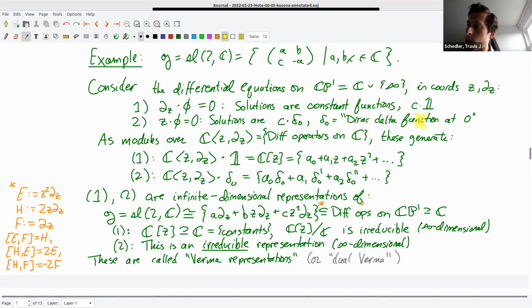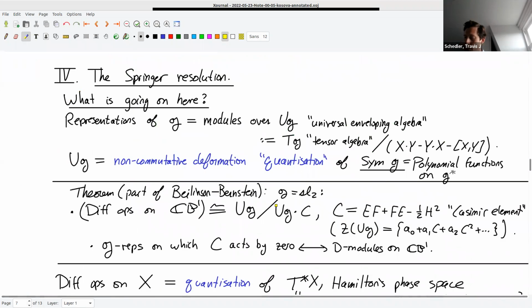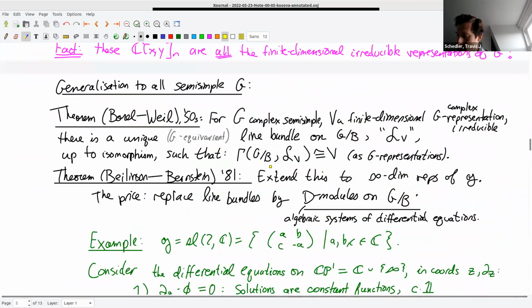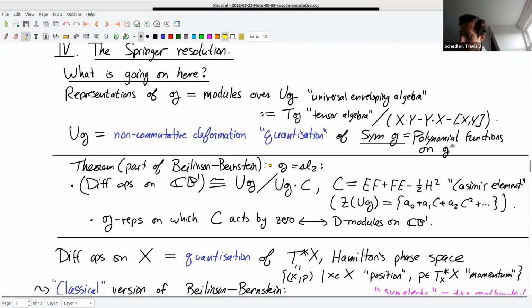So I need to tell you about the spring resolution and then a little bit about the current state of affairs in this field. So what is the spring resolution? Well, I'm going to try to take what I just did with Borel-Weil and flag varieties and try to put it into a more general context. And the context is the following. Representations of the Lie algebra can be viewed as modules over an algebra called the universal enveloping algebra. You don't have to know what it is, just that it's the quantum mechanical version of polynomials on the Lie algebra's dual.